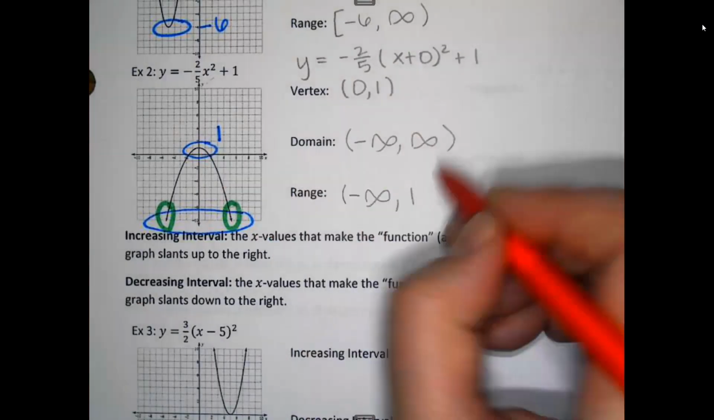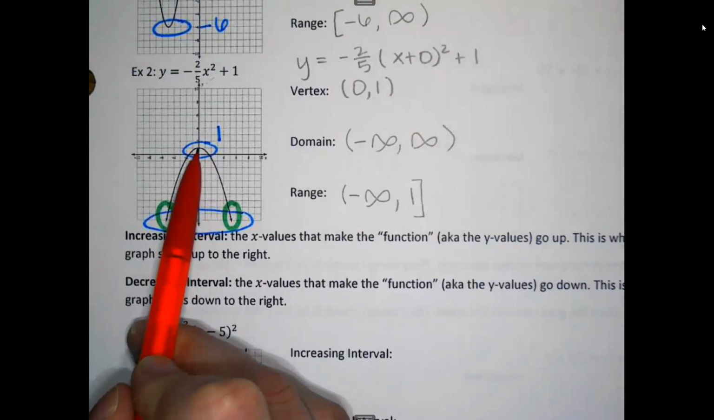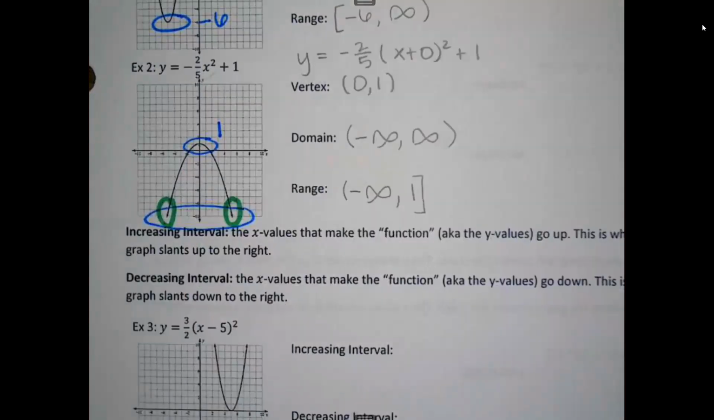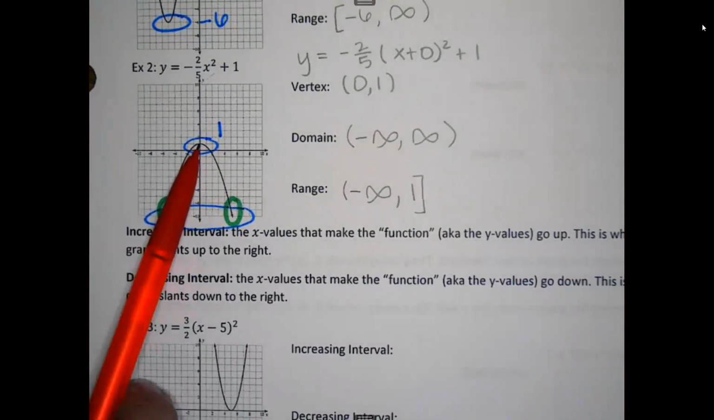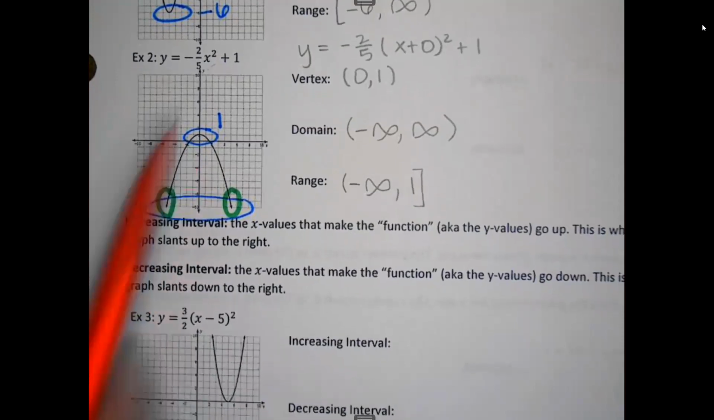I use a bracket because I can touch the point with my finger. So the range means these are Y values that are included. If I can touch the point with my finger, then that's a Y value that is included. Okay. All right.